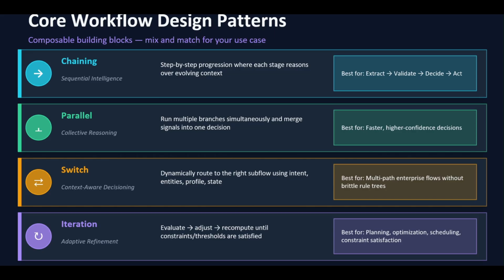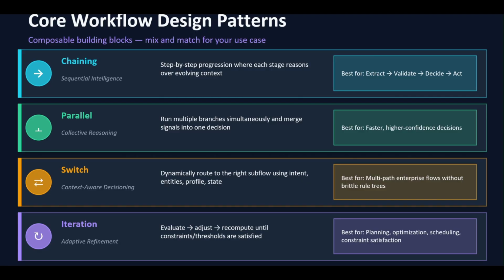Switch is the routing layer. Based on the intent or the context, we can route it to the right subflow. Let me give a random example: an invoice exception. If it is a price variance, a missing receipt, or a duplicate invoice, each of these may deserve a different resolution path. So we can use switch in that case, because each will follow its own path for resolution.